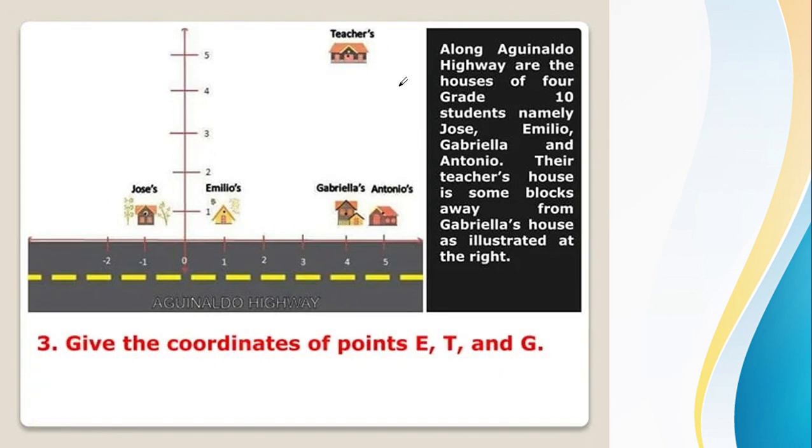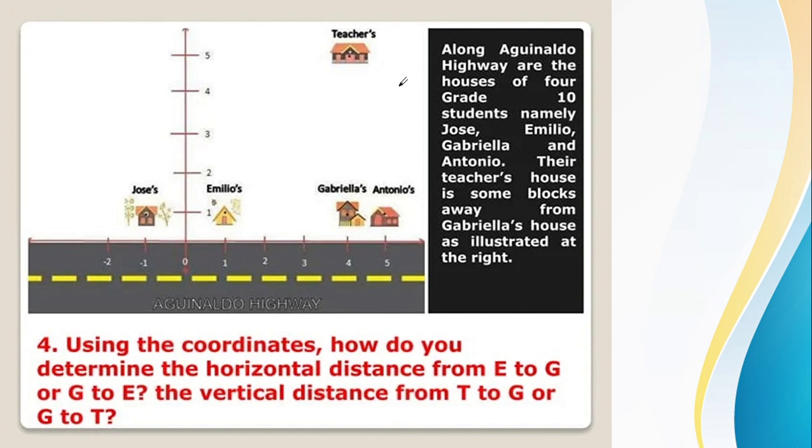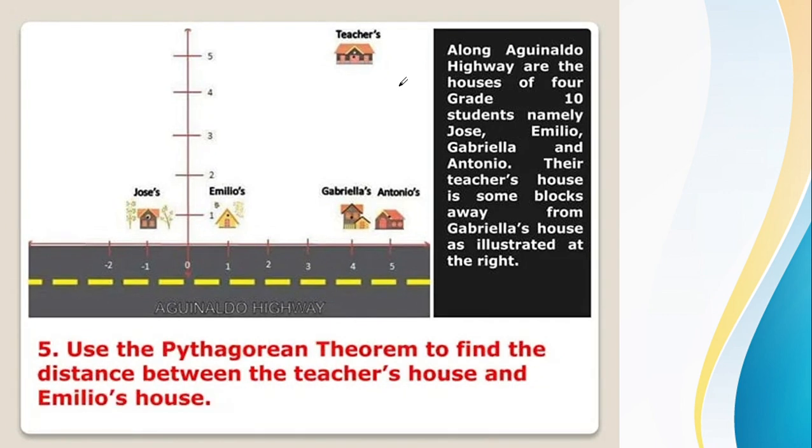Number 3. Give the coordinates of points E, T, and G. Later, we will answer that. Number 4. Using the coordinates, how do you determine the horizontal distance from E to G or G to E and the vertical distance from T to G or G to T? And the last question, number 5, use the Pythagorean theorem to find the distance between the teacher's house and Emilio's house.